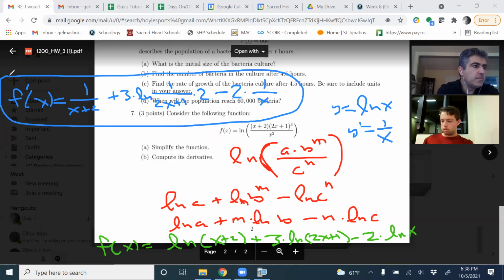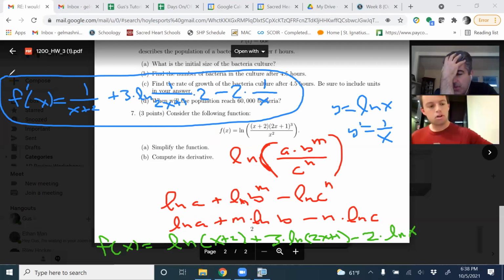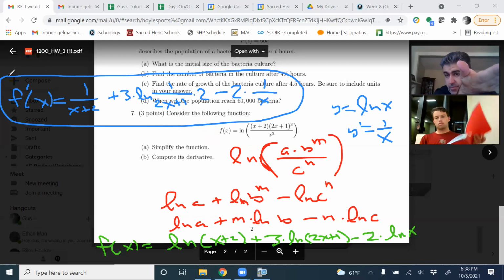So that would be the answer. Yep. Because by breaking it down, you can easily do the derivative of each log separately. And the derivative of log of whatever is 1 over whatever. But the second one involved the chain rule because of 2x plus 1, so I multiplied by 2.